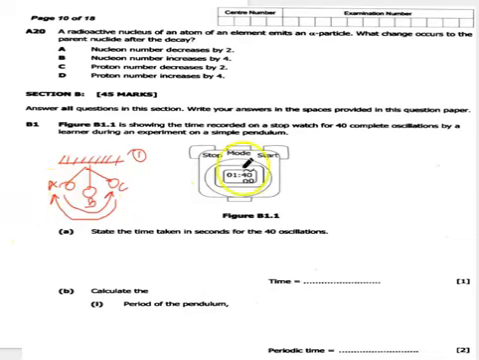So for this learner to record 40 complete oscillations, the bulb moved from A to C and back to A as number 1, again A to C and back to A as number 2, until the 40 complete oscillations. So the question says, state the time taken in seconds for the 40 oscillations. So now look at this.